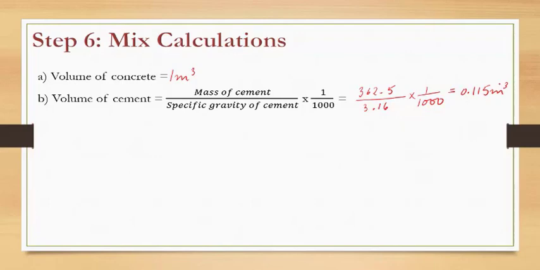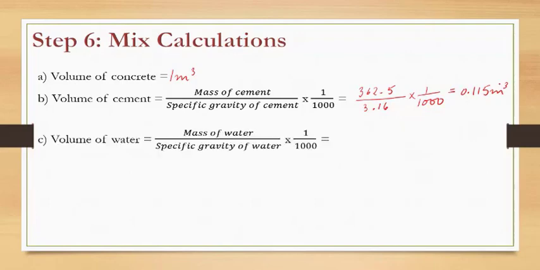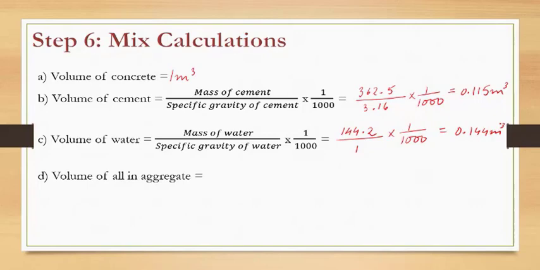Next, we have the volume of water, which is given by the similar formula, that is mass of water by specific gravity of water into 1 by 1000. Mass of water, we have 144.2. Specific gravity of water is 1 into 1 by 1000, which is equal to 0.144 meter cube.